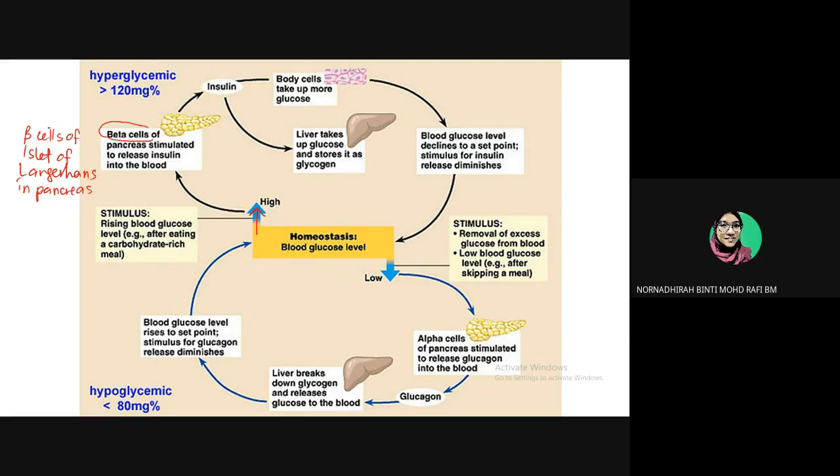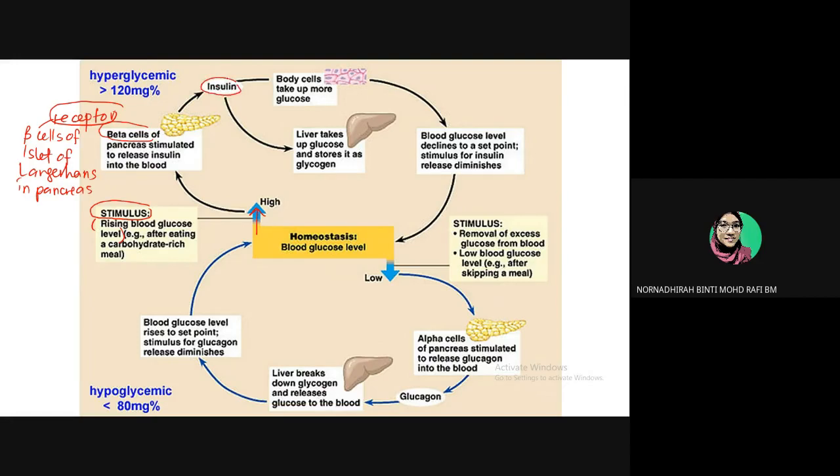It will act as receptor, in which it will detect the changes. So the changes is the stimulus. So what is the stimulus? The rising of blood glucose level. Itu adalah stimulus kita. Okay, so after it has been detected by beta cells, so apa beta cell ni akan buat? So it will secrete hormone insulin.